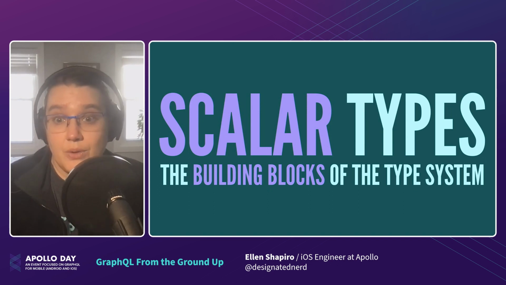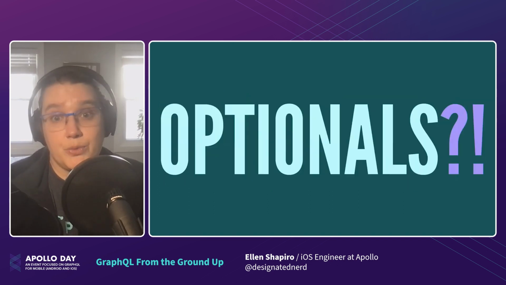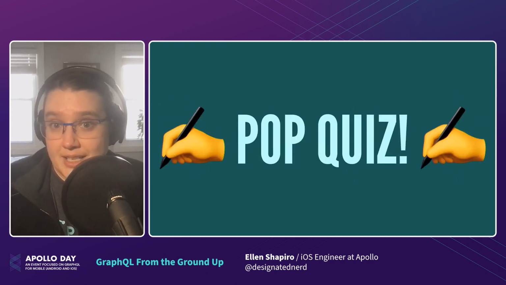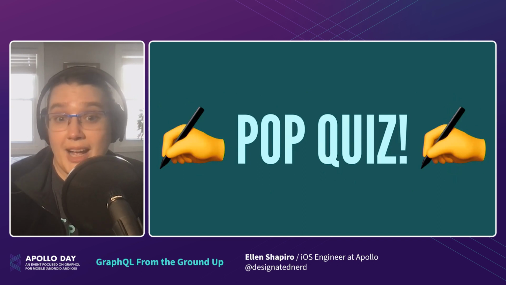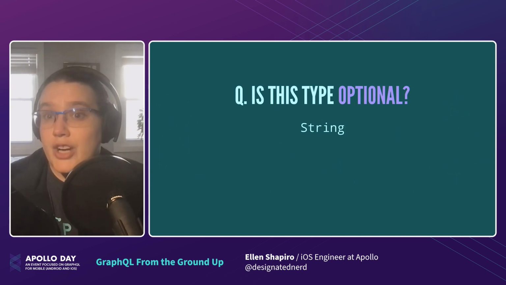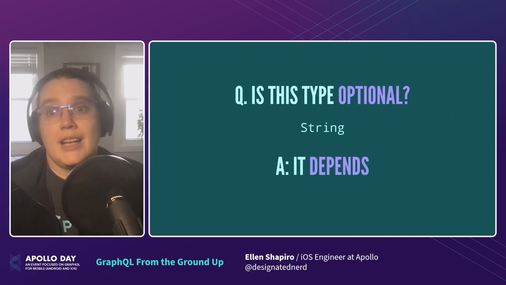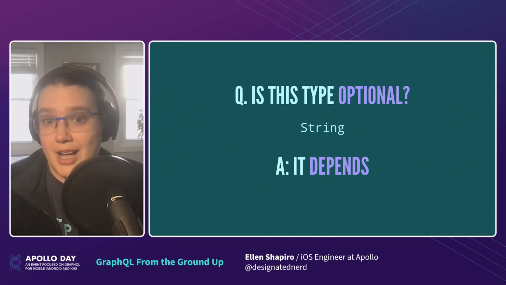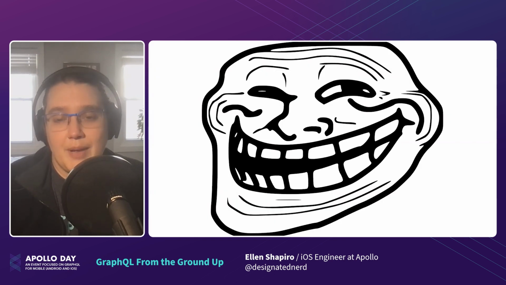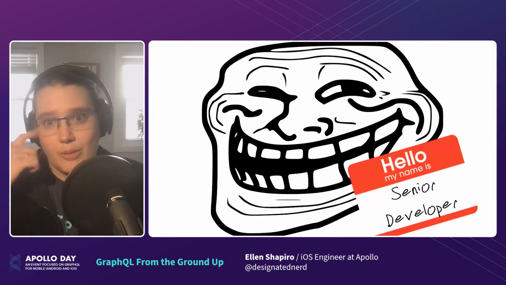Now, one thing I do want to warn about is how optionals work with GraphQL, which I am going to do in the form of a pop quiz. Sorry if this gives you flashbacks to high school. The question that I'm asking is the following: is this type optional? And the type is String with no annotations. And of course, the answer is that it depends on whether you're working with Swift or Kotlin or with schema definition language directly.